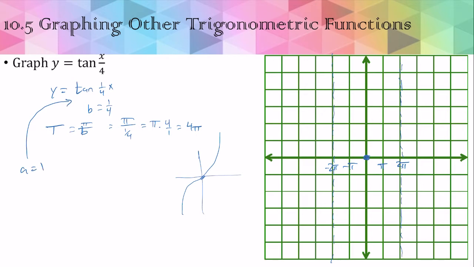A appears to be 1, so I'm going to put that there, and negative 1 there. And so halfway between the x-intercept and the asymptote is when my function hits the value a. So the graph is going to go something like that. And then, of course, repeat.